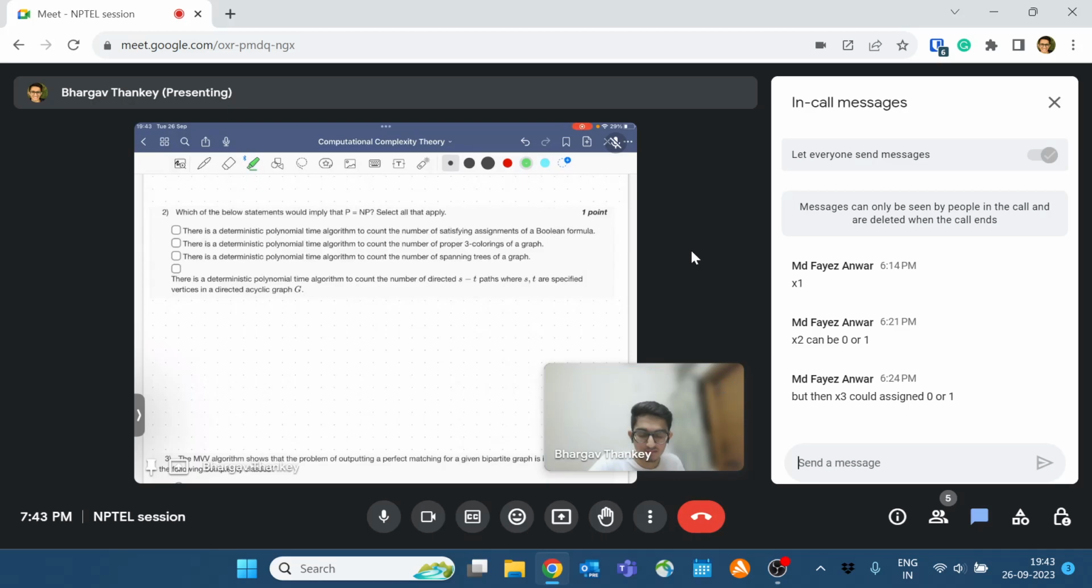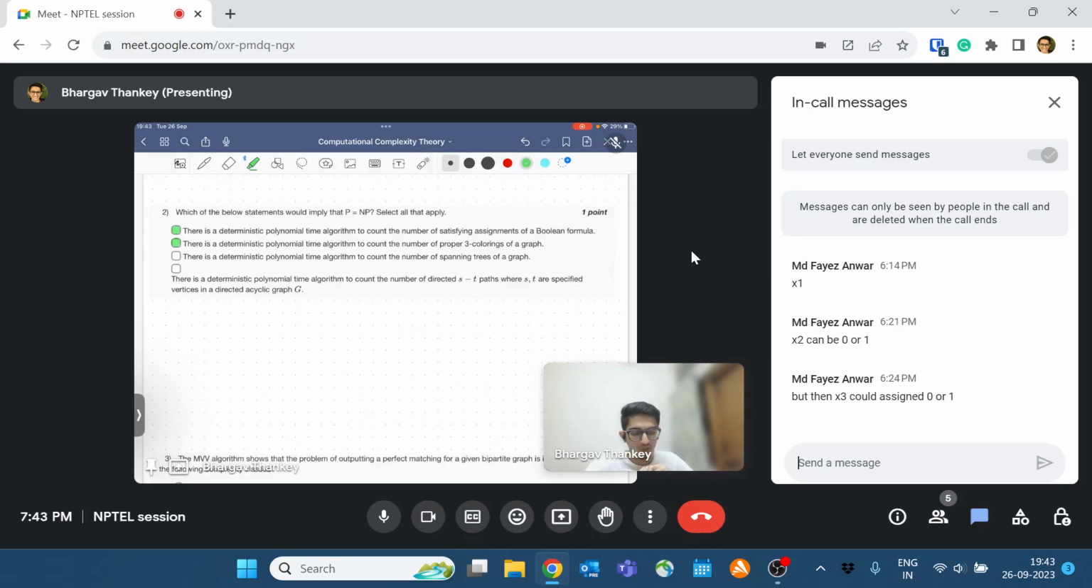So I think that A and B, the first two options, are correct, because for C, we already have a polynomial time algorithm to count the number of spanning trees. And probably the same is true for the last one also. So the first two are correct.